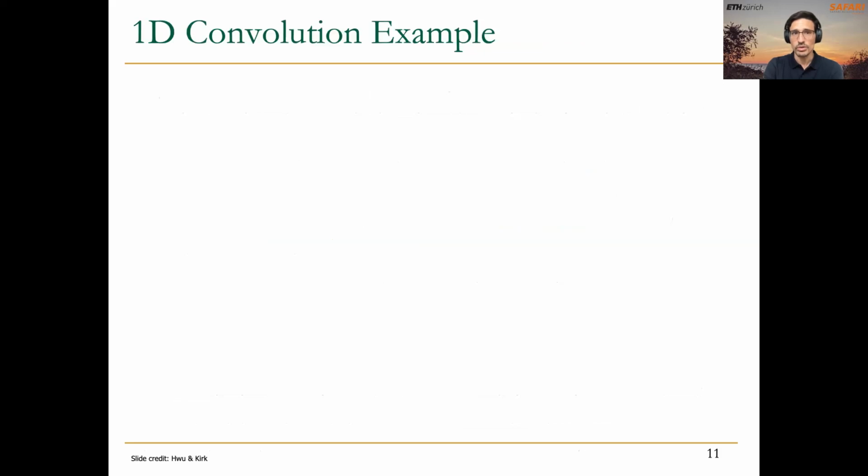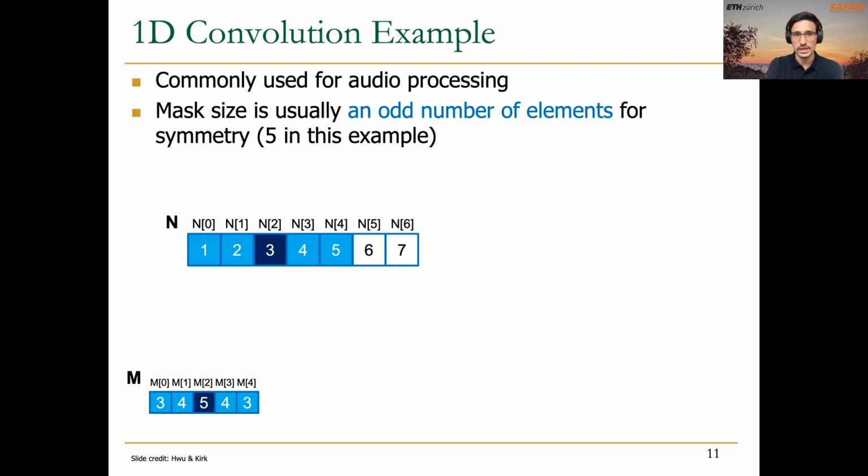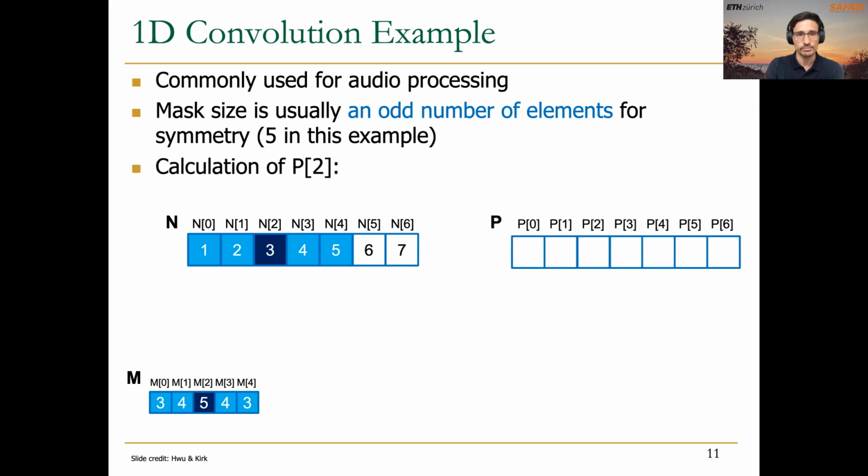We are going to start simple. We are going to start talking about a 1D convolution example. This is the type of convolution that would be used, for example, in audio processing, because audio is one-dimensional. Let's assume that we have an input array. In this case it is input N, it might be an audio signal, and we have our mask M. In this case, the mask is of size 5. Usually the mask size is going to be an odd number of elements for symmetry, as you'll see.